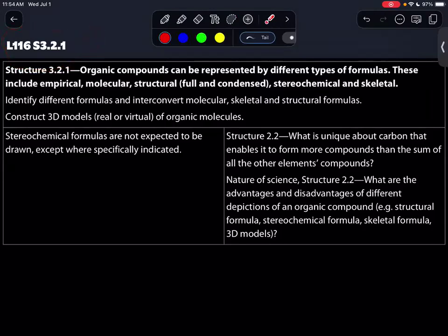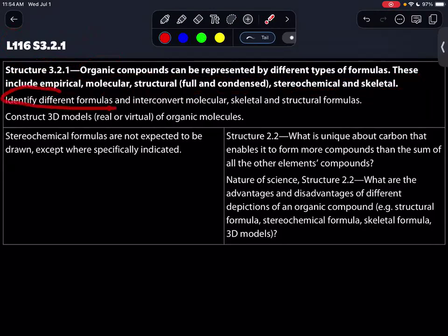Today we're going over structure 3.2.1. We're beginning organic chemistry. This states that organic compounds can be represented by different types of formulas. These include empirical, molecular, structural, full and condensed, and stereochemical and skeletal. So we're going to go through all these types of formulas.